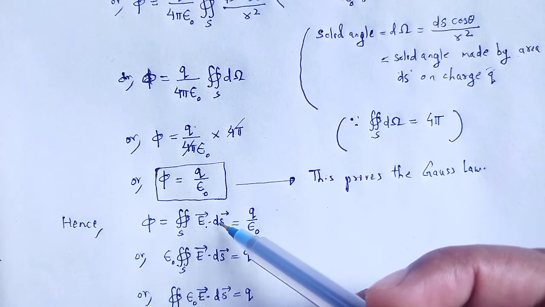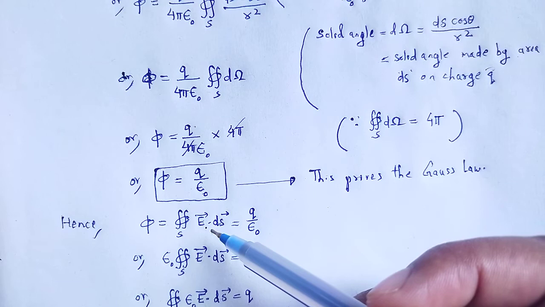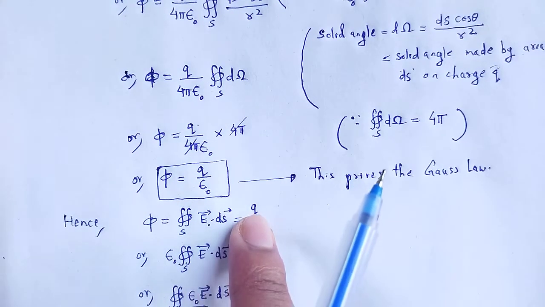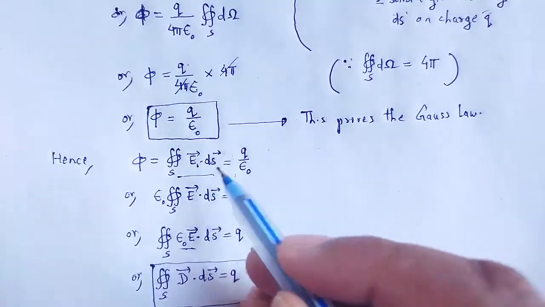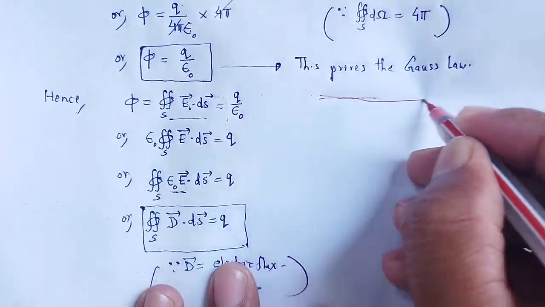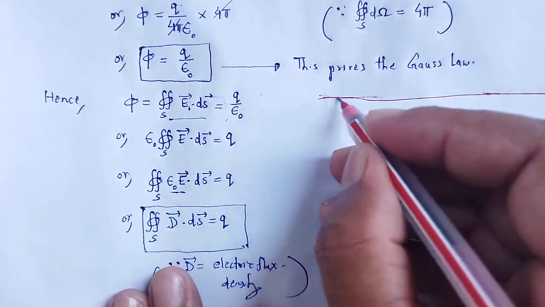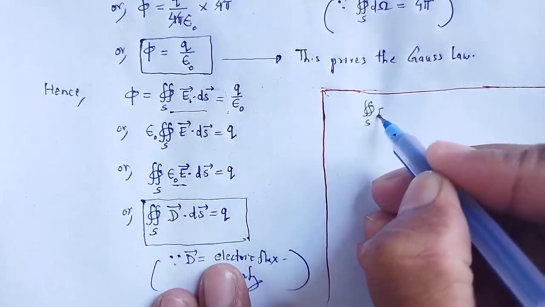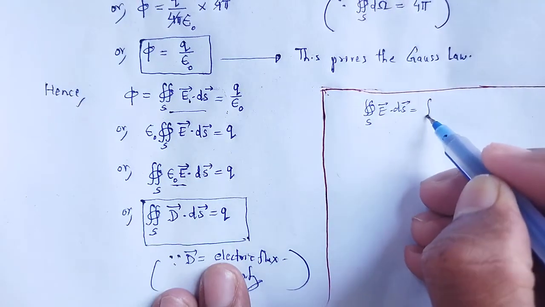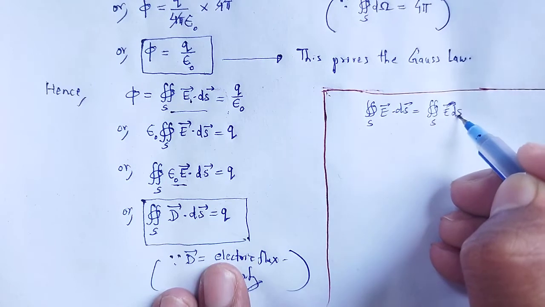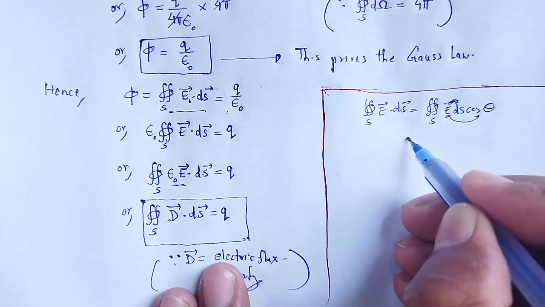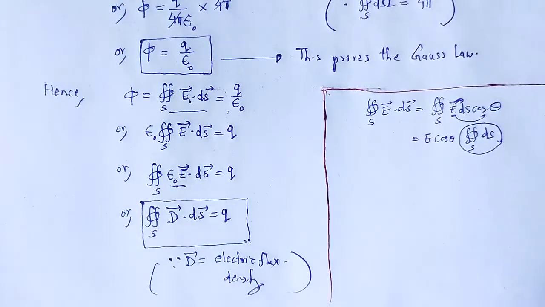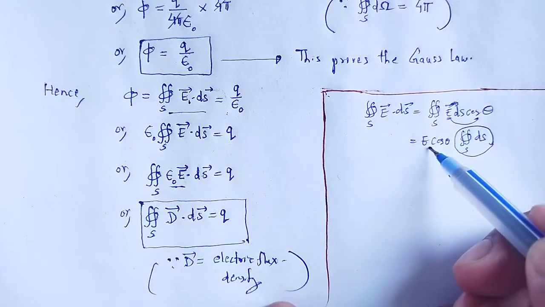Here, in E ds cos theta, E cos theta can be taken outside the integral sign, and the surface integration over ds is easily evaluated. So E cos theta is treated as constant. Look at that particular equation: the closed surface integration over S of E dot ds is the closed surface integration over S of E ds cos theta. Since E cos theta is constant, that term goes outside, and the surface integration over ds can be easily evaluated.